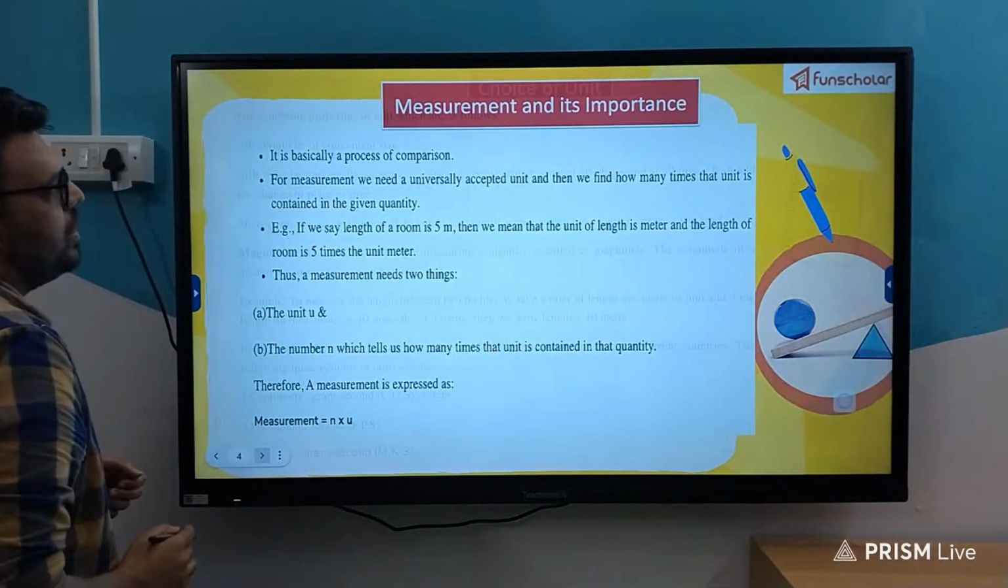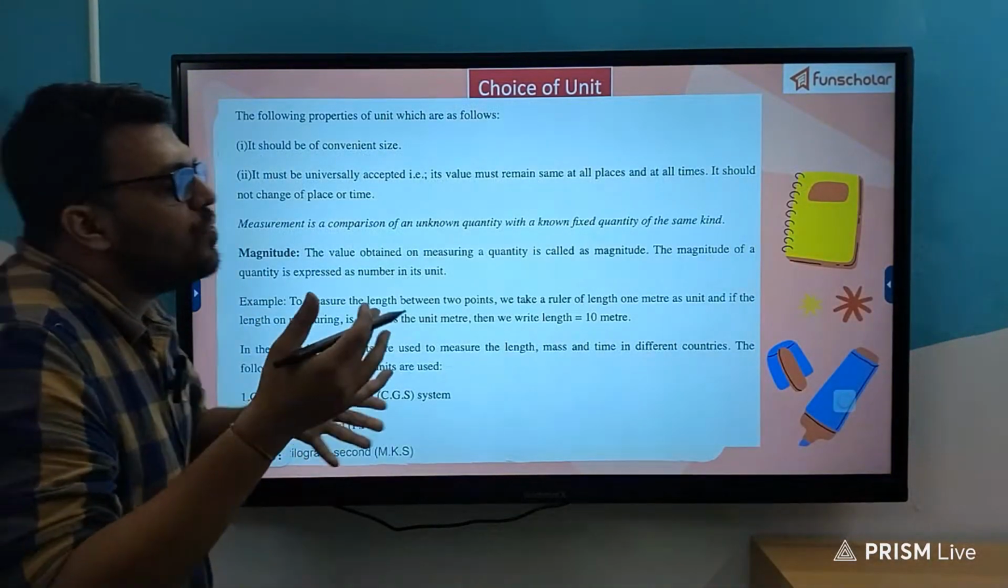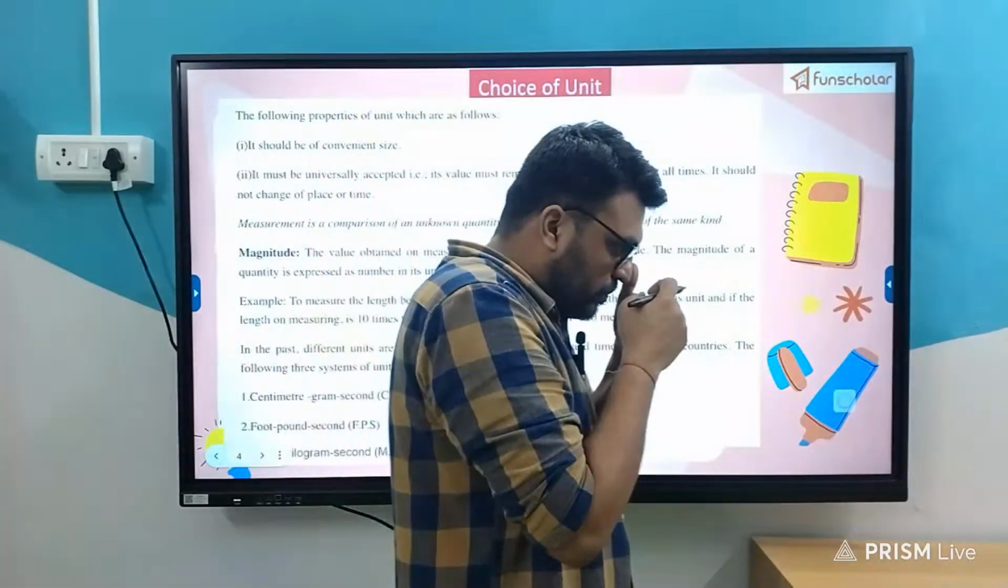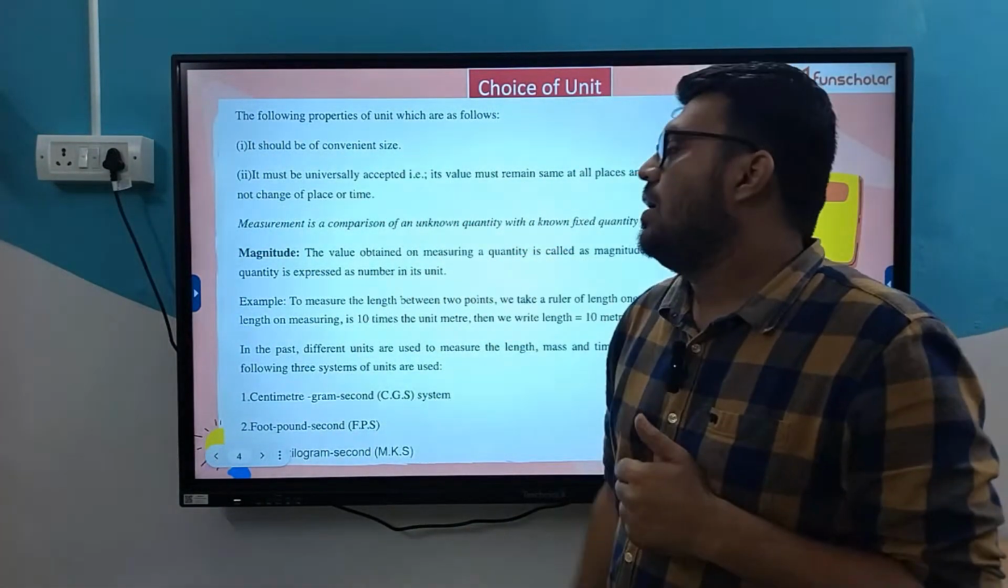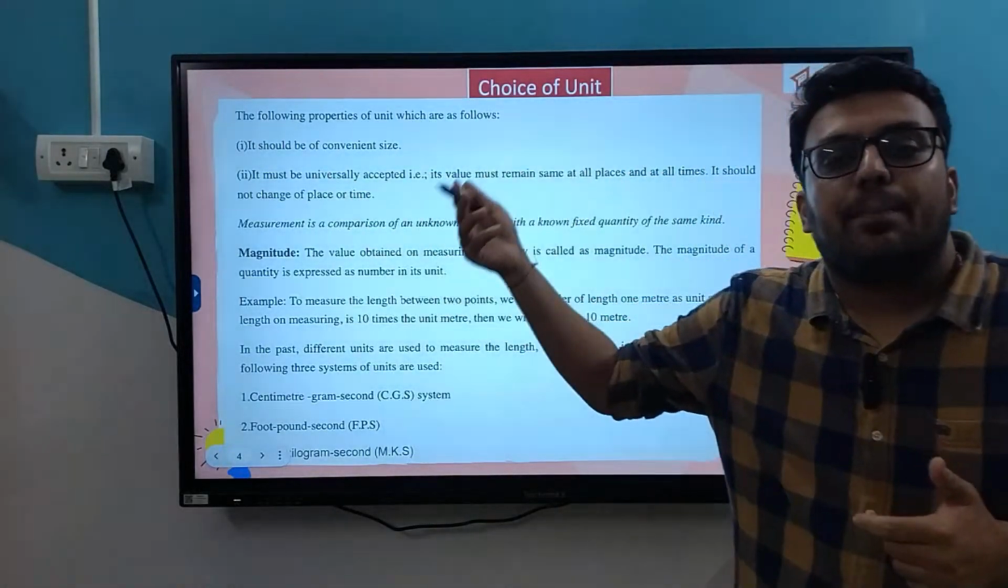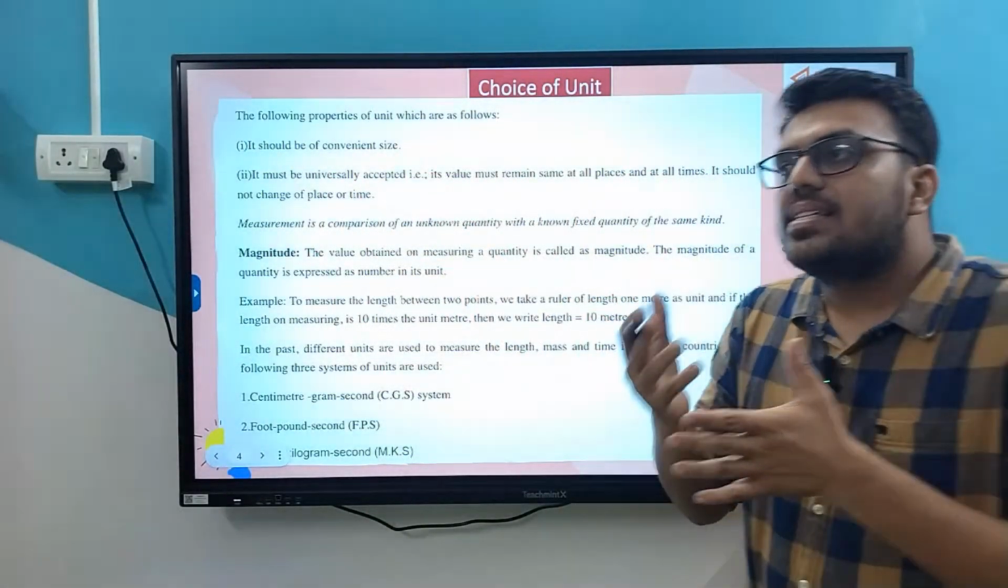Moving ahead, we have the choice of unit. There are two things: it should be of convenient size, and it should be universally accepted. What is the meaning of convenient size?